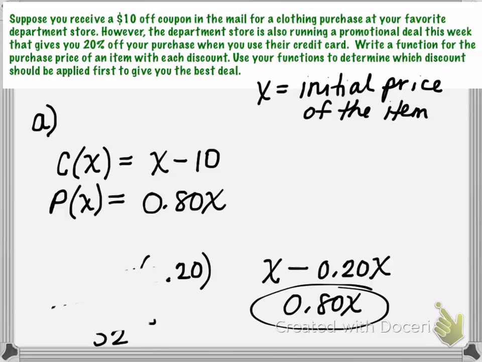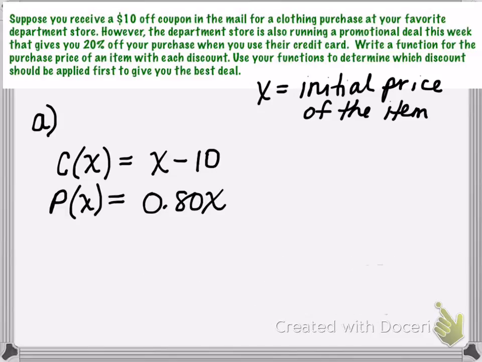All right, part A is completed. We have our two individual functions. So part B, the question is, which should we apply first? Should we use the $10 off coupon first, or should we use the 20% off, the percentage, first? Which one's going to give us the best deal?